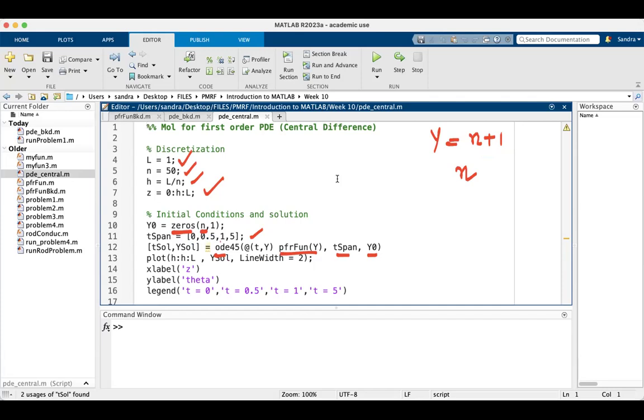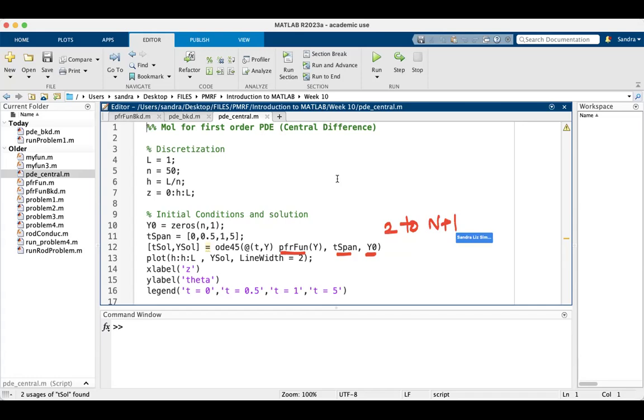Remember in our previous case, we had n minus 1. We were not interested in the first and the last. Here, we are not interested in the first alone. The last we have to compute. That is not given to us in the question. Okay, so that is the ODE setup. We have the ODE equation, the t-span, and the y0, which will be going from 2 to n plus 1.